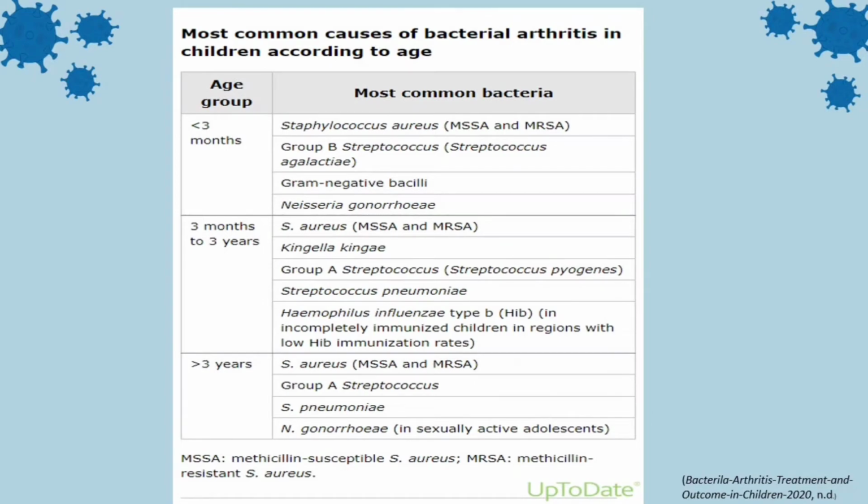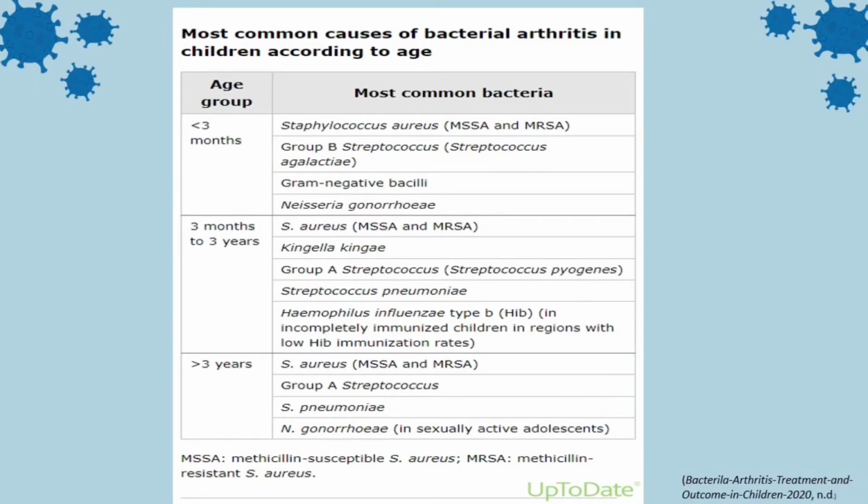Most common causes of bacterial arthritis in children according to age. For the age group of less than 3 months, the most common bacteria are Staphylococcus aureus, either MSSA or MRSA, Group B strep, like strep agalactiae, gram-negative bacilli, or Neisseria gonorrhoeae.